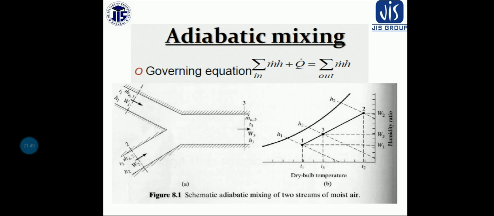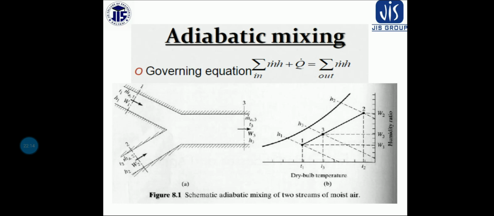So this is the way we can calculate the total mass flow rate into enthalpy H plus Q, where Q is the heat added, which is equal to M3 H3. So M1 H1 plus M2 H2 is equal to M3 H3. This is how we can calculate.